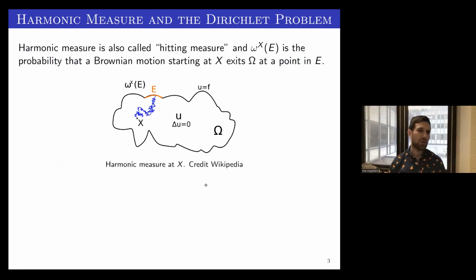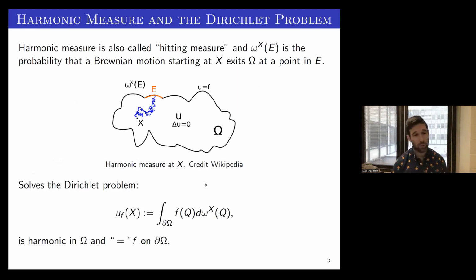We have this measure, which is called hitting measure or harmonic measure. You can think of it probabilistically as running a Brownian motion and asking when it's going to leave your domain or where it's going to leave your domain. Of course, you can also think of it from the Riesz representation theorem and the maximum principle.